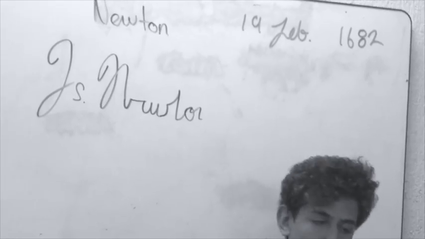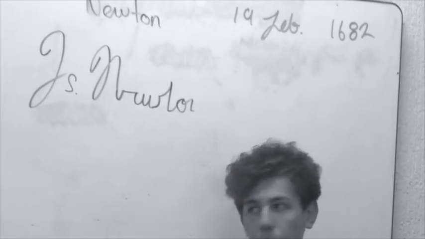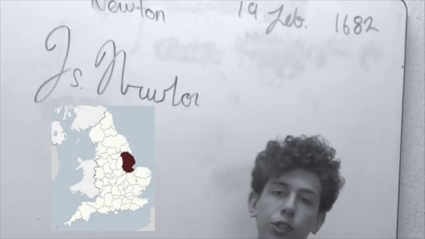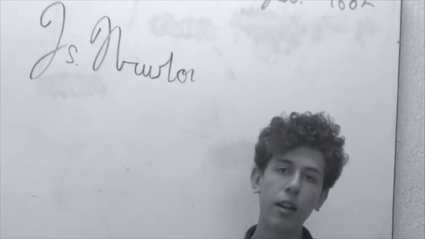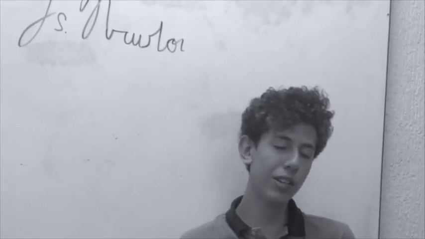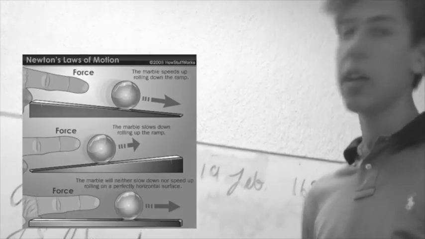Hi class, I'm your new teacher, Isaac Newton. I'm going to tell you something about me. I was born in Lincolnshire, England, in 1642, and I'm a physicist and mathematician. I'm a real good scientist, and I have promoted the three basic laws of physics: the law of Newton and the law of motion.